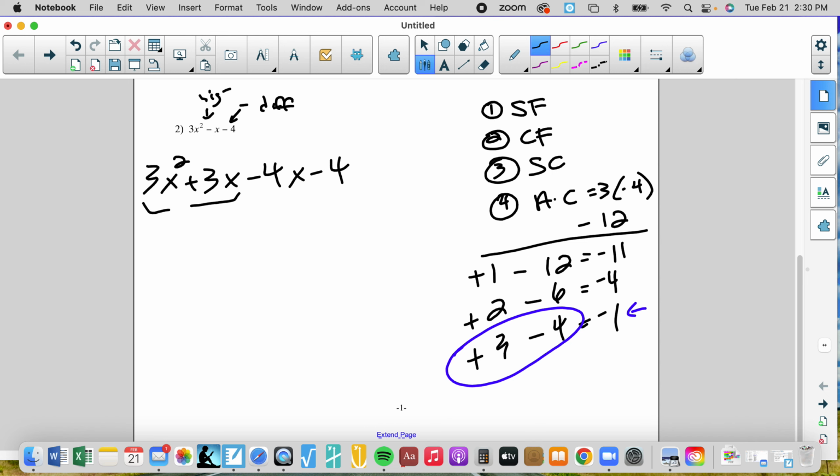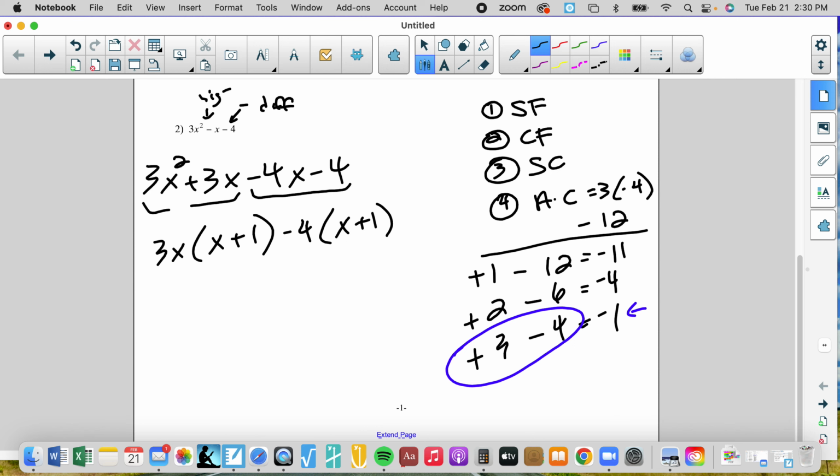I'm going to group. I'm going to factor out a 3x. So not only can I factor out a variable, but I can factor out an x, a 3. If I take 3x from x squared, that leaves me with x. If I take a 3x from 3x, that leaves me with a 1. I'm going to factor out a negative 4. My first term is negative, and that leaves me with x plus 1.